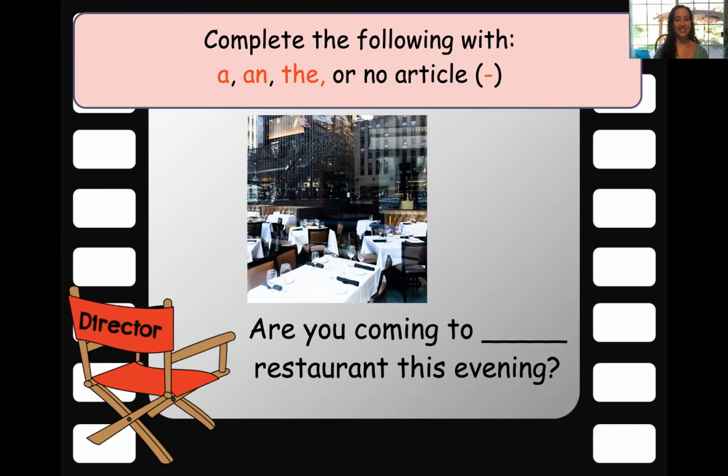Which is the answer? The restaurant. Did you get it? Congratulations if you did. This can be tricky. So remember to review the reviews. You like that one? Are you coming to the restaurant this evening? Now you're thinking, wait, there's supposed to be no article because I can't say I'm coming to breakfast this evening. Remember, restaurant is particular, okay? It's definite. Definite means particular or specific.